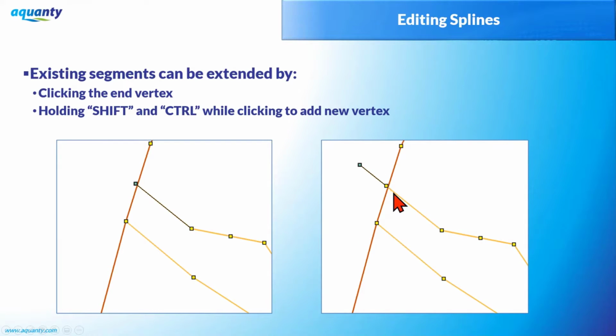It can also be quite useful to extend existing splines. You would do this by clicking on your end vertex, holding both Shift and Control at the same time, and then wherever you happen to click would add a new vertex and connect it along a segment between those two locations.